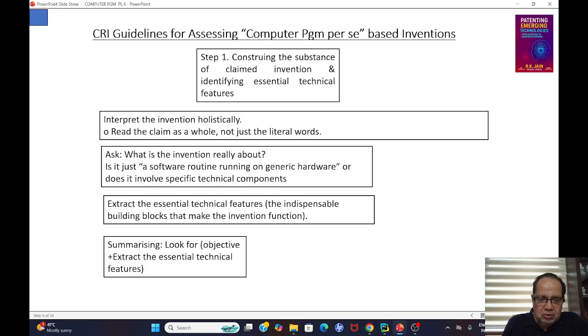This will give you the technical problem to be identified and also a pre-look at the solution which is being offered. Now we move to step 2.